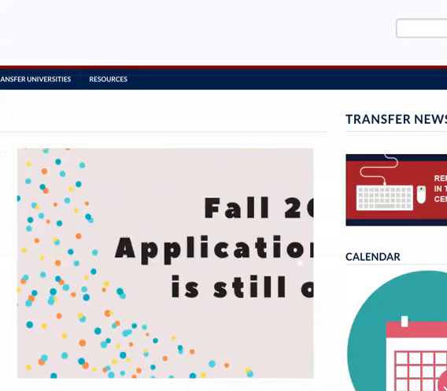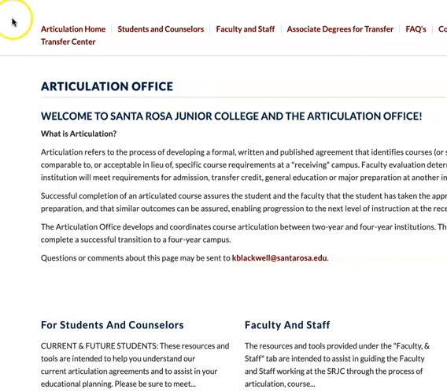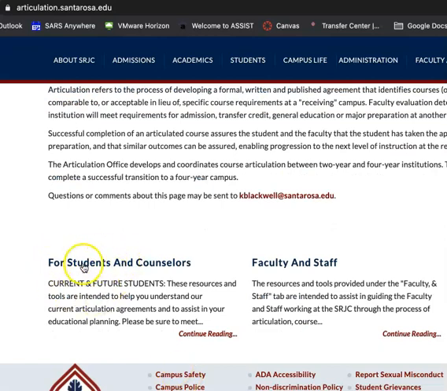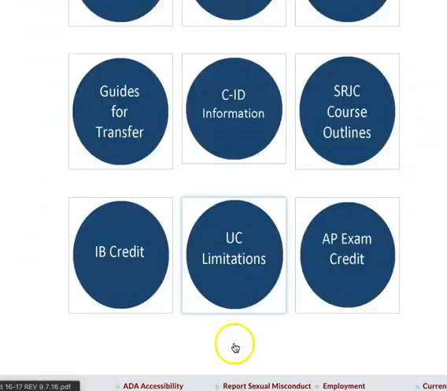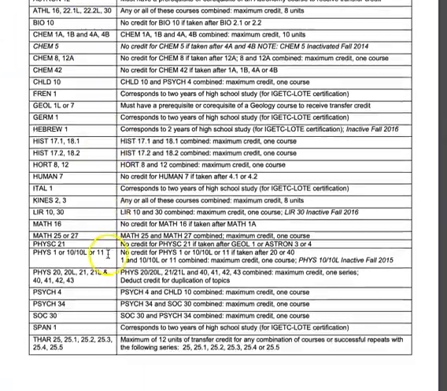And the way to find that out is to go to the Articulation Office page. This is at articulation.sanrosa.edu. Toward the bottom, there's a little section for students and counselors, and you can see in one of the boxes provided UC limitations. This sheet is going to outline which courses have limitations. For example, Soc 30 and Psych 34. They're similar enough that the UC is not going to give you units for both. You can only use one course toward units. Together these are 6 units, but because they're so similar and there's a limit, you're only going to be able to transfer 3 units.